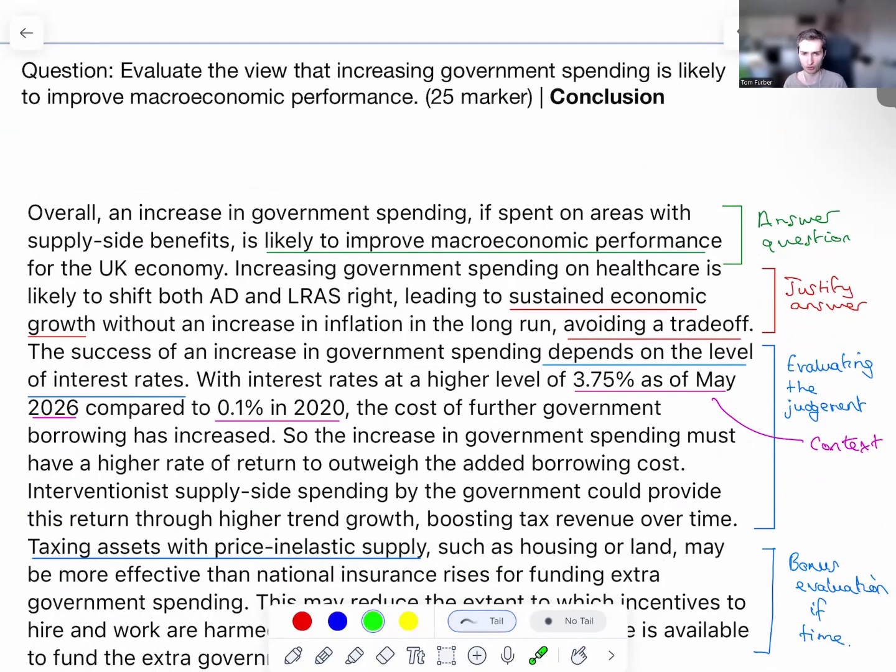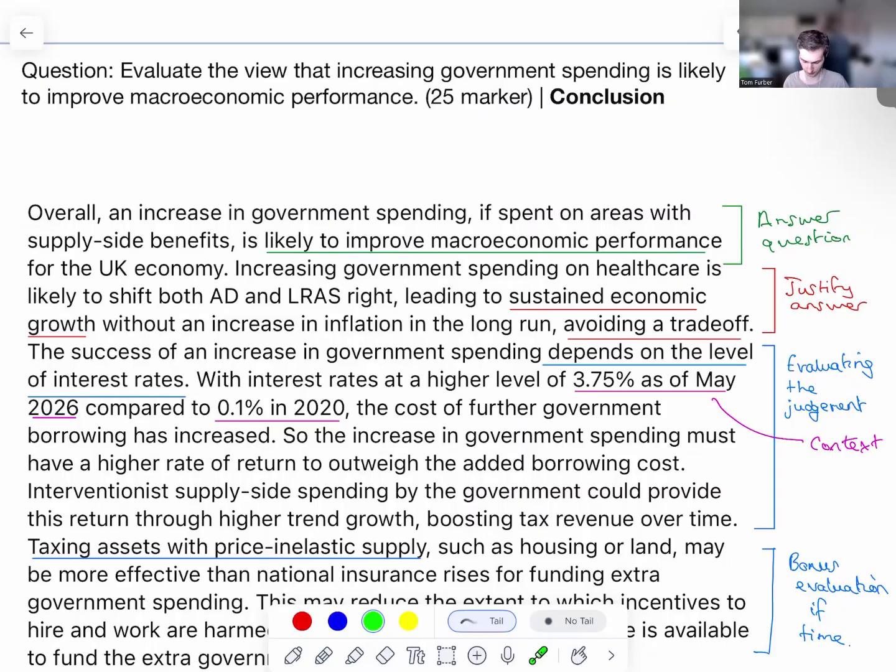Now, after that, I'm going to try to evaluate the judgment. So what might my answer to the question depend on? Well, the success of an increase in government spending depends on the level of interest rates. Interest rates are at a higher level of 3.75% as of May 2026, compared to the 0.1% figure in 2020. And so the cost of further government borrowing has increased since 2020. So the increase in government spending must have a higher rate of return to outweigh the added borrowing cost. And those interventionist supply-side spending policies by the government could provide this return through higher trend growth, boosting tax revenue over time.